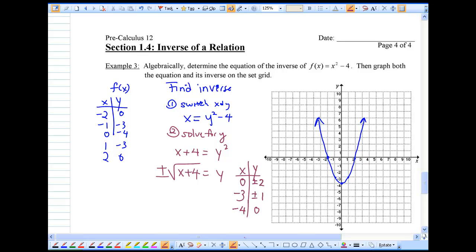Well, let's graph these points. 0 is 2 and also negative 2. And negative 3 is 1 and also negative 1. Negative 4 is 0. Can you see a graph that looks like this? Now, once again, I'm going to draw out that reflection line, but can you see how this makes total sense? And how the blue actually is a reflection? Sorry, the purple graph is a reflection of the blue? There you go. It works.